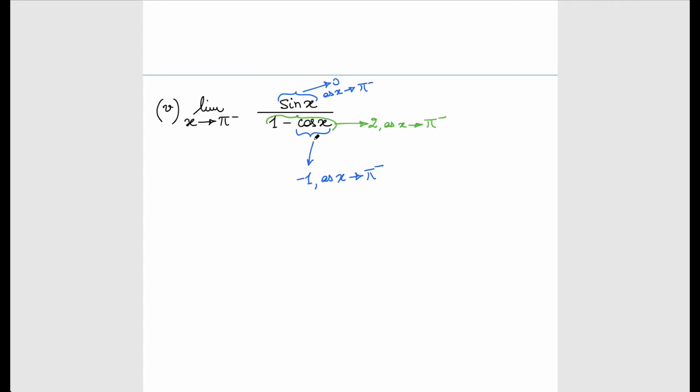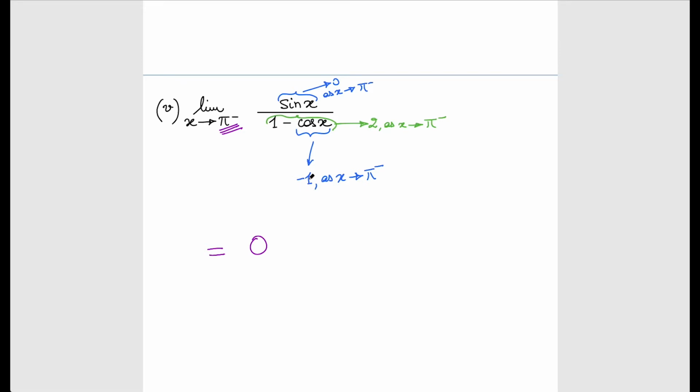So this is not an indeterminate form. Okay, so part 5, this limit doesn't give you an indeterminate form because upstairs goes to 0 while downstairs goes to 2. Okay, so L'Hopital's rule has nothing to do with this problem. And what do you get here actually? This limit is actually equal to 0, right? Because this function is actually defined and is continuous at pi. So the value of the limit is going to be the value that this function takes at the point x equals pi.